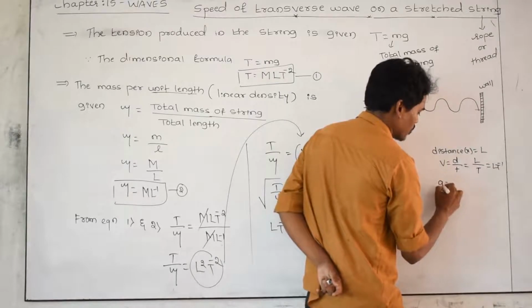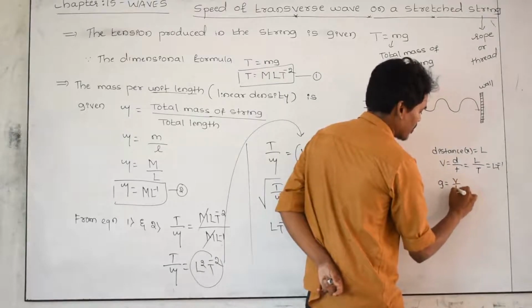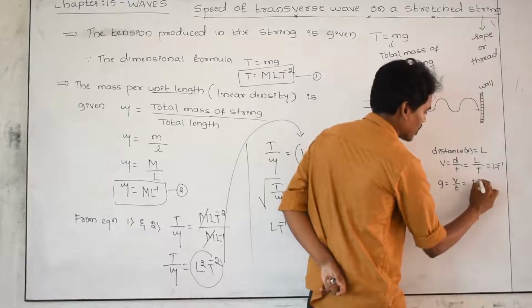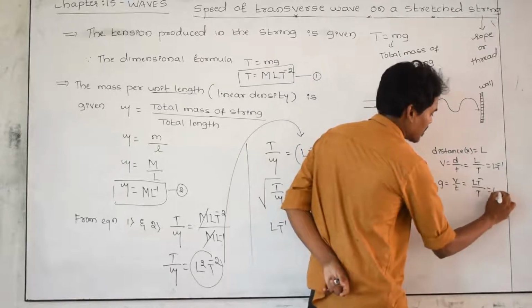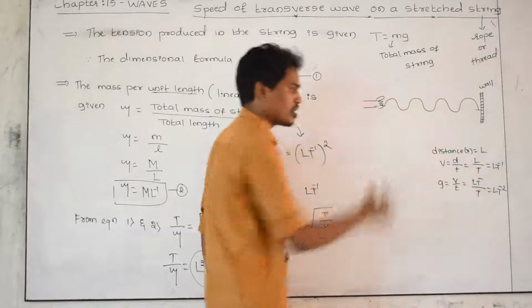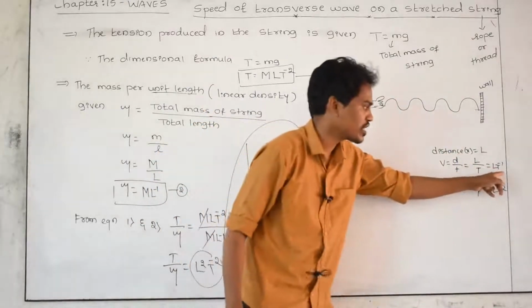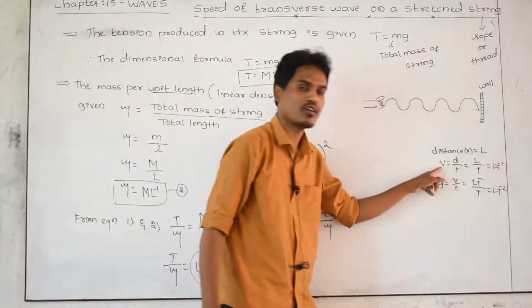Acceleration is equal to g. Velocity is length by time, so velocity is LT raised to minus 1. Time is capital T. This is LT raised to minus 2. Dimensional formulas you know very well. LT raised to minus 1 is the dimensional formula of velocity.